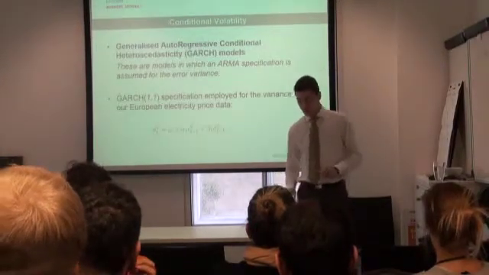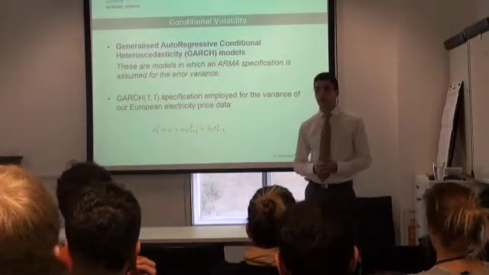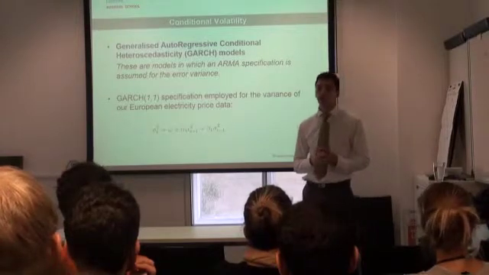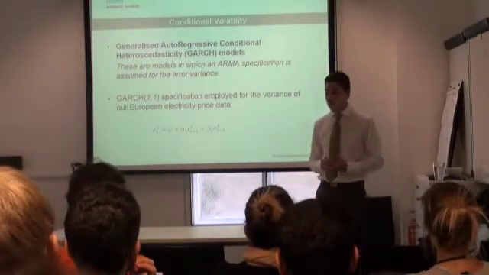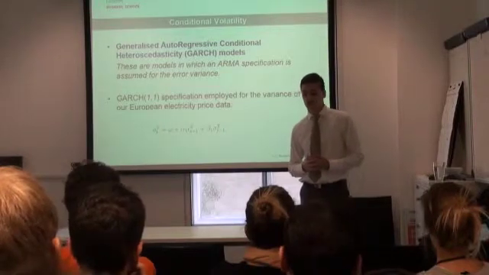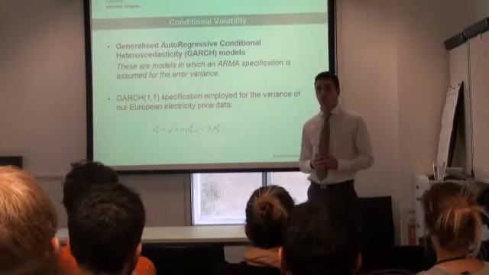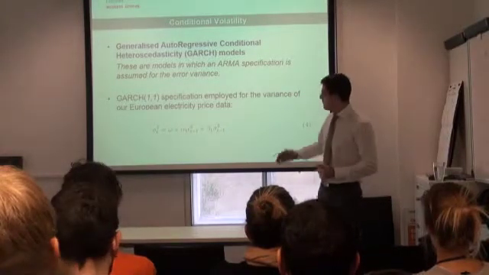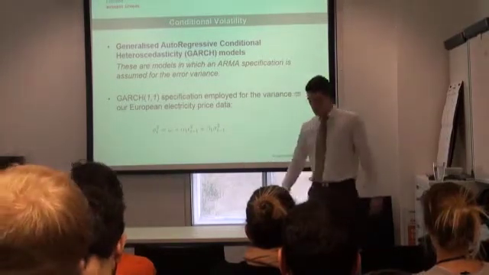In order to describe the conditional variance, or the conditional volatility, of electricity price returns, we use a GARCH process, which is basically a normal specification which is assumed for the error variance. So you can see this over here.